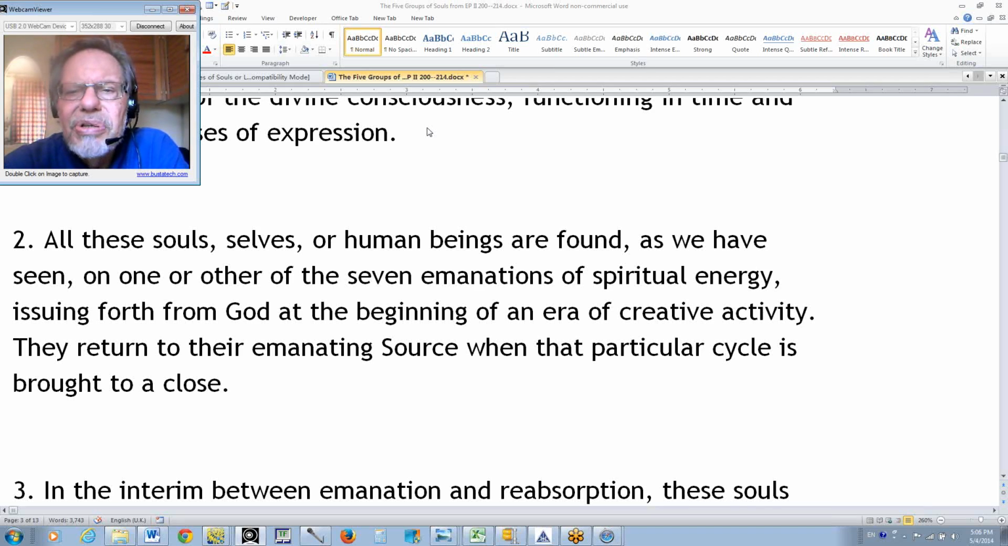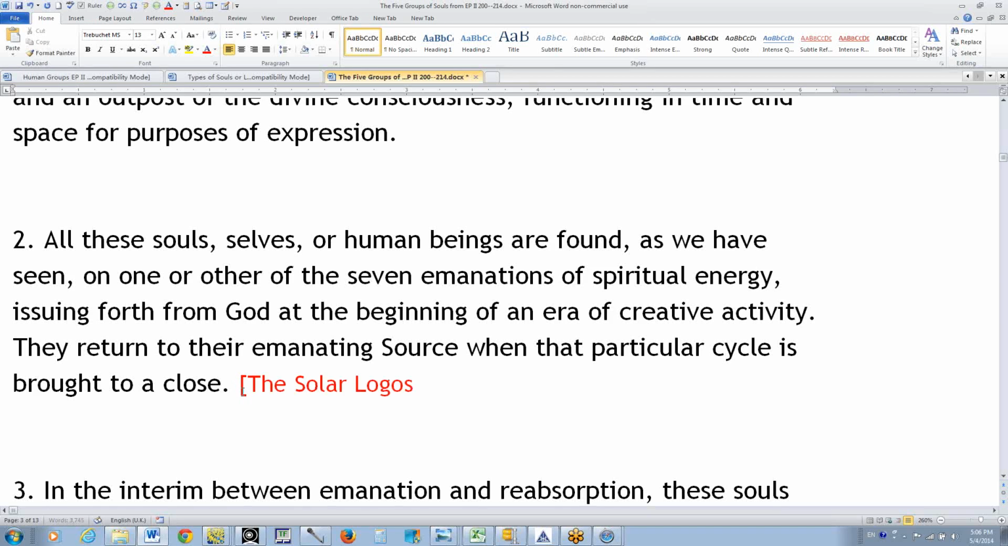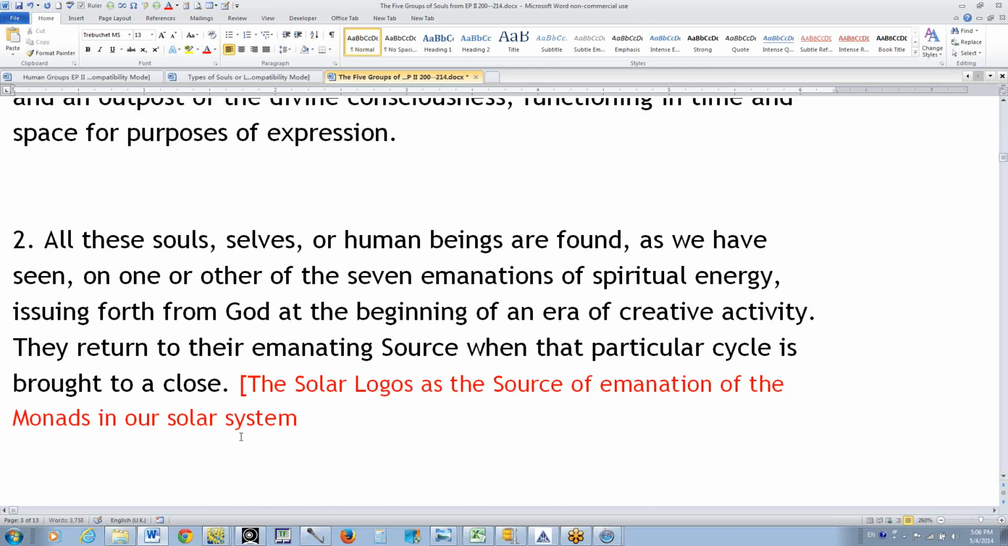So all these souls, selves, or human beings are found, as we have seen, on one or other of the 7 emanations of spiritual energy. Each one of them is related monadically to one of the great 7 ray lords, issuing forth from God. Well, will this be God the solar logos or God the planetary logos? I think, in a way, we should consider it God the solar logos, in which each monad finds its home within the sun. Issuing forth from God at the beginning of an era of creative activity, they return to their emanating source when that particular cycle is brought to a close. And I think here we're talking about the solar logos as the source of emanation of the monads in our solar system.